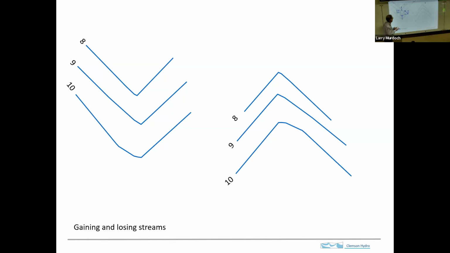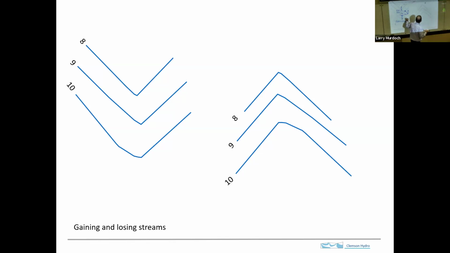So this is a stream here. These contours are feeding around a stream, or at least that's what we're inferring, because we're gonna infer that there's groundwater flow from the aquifer to the stream. So this would be what's called a gaining stream. The stream is gaining water from the groundwater. Nearly all of the streams around here are gaining streams.